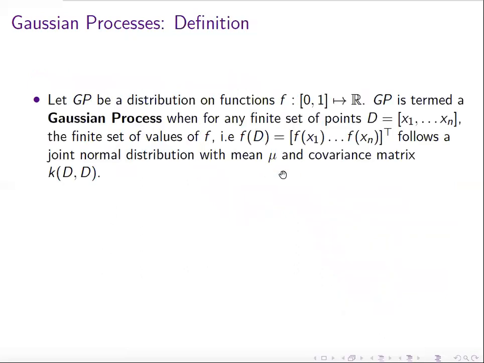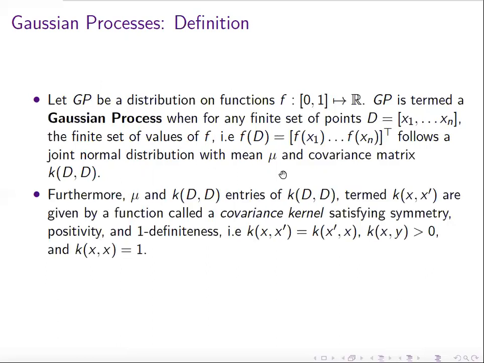This model can be formalized and is called a Gaussian process. A Gaussian process is a distribution on functions where any finite collection of points is distributed in a joint normal distribution, and the covariance matrix satisfies certain properties of symmetry, positivity, and definiteness. What does this mean? It means essentially that if f is distributed as a Gaussian process, then any sample of points from f is jointly normally distributed, and because of the properties of the covariance function, the closer the points are, the more correlated the values of f are.